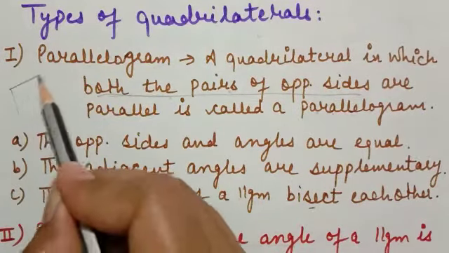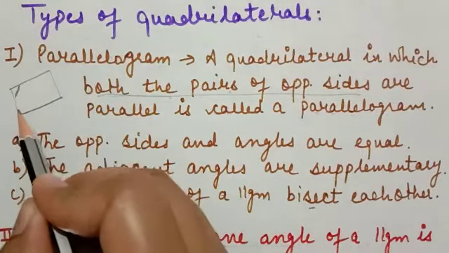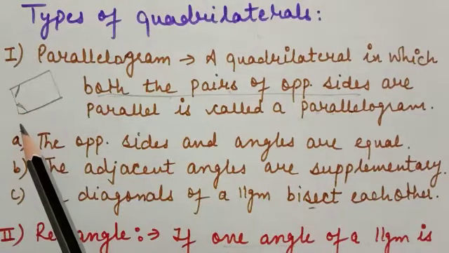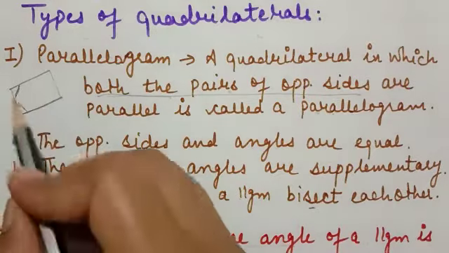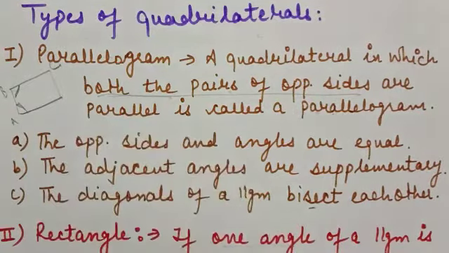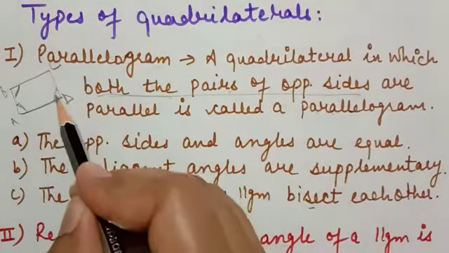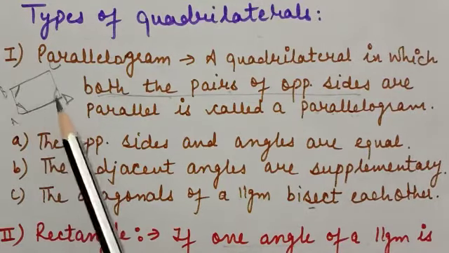When we have a parallelogram like this, these two angles we call adjacent angles because they have a common arm and a common vertex. Angle A and angle B are adjacent, angle B and angle C are also adjacent, angle C and angle D are also adjacent, and angle D and angle A are also adjacent. So adjacent angles are supplementary. It means the sum of these two angles is 180 degrees.